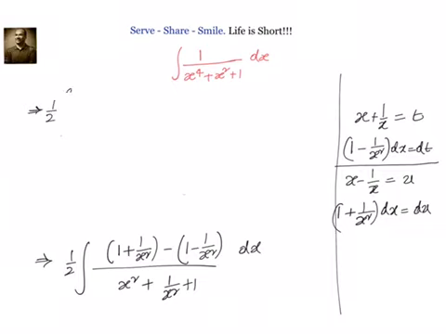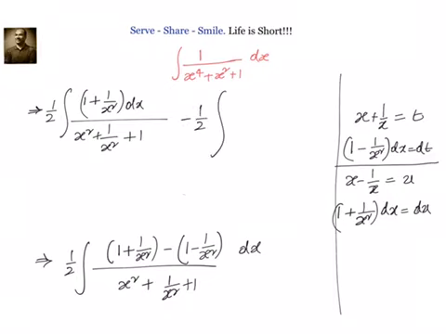1 by 2 integral of 1 plus 1 by x square dx divided by x square plus 1 by x square plus 1, minus 1 by 2 integral of 1 minus 1 by x square dx divided by x square plus 1 by x square plus 1.